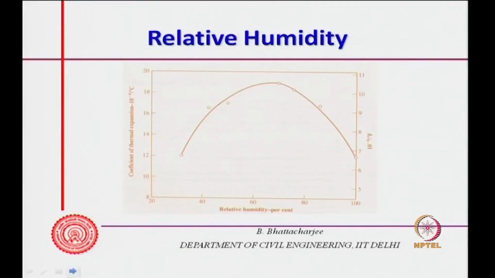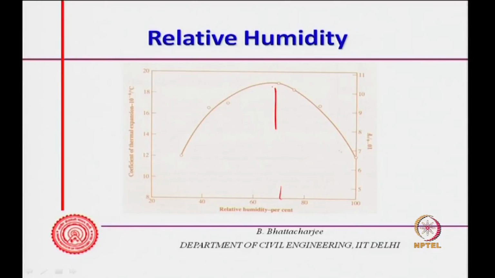Now, it seems that when you have a relative humidity somewhere around 60-70% or so, the coefficient of thermal expansion is maximum. When it is saturated, it is somewhat less. It will depend upon stiffness, and when it is saturated, of course, the expansion gets reduced.